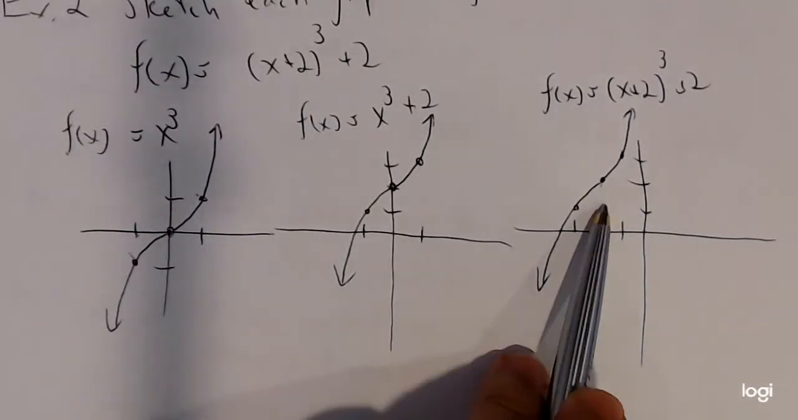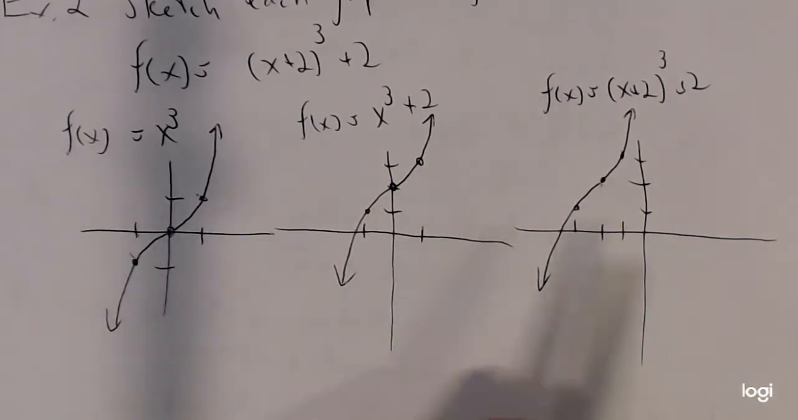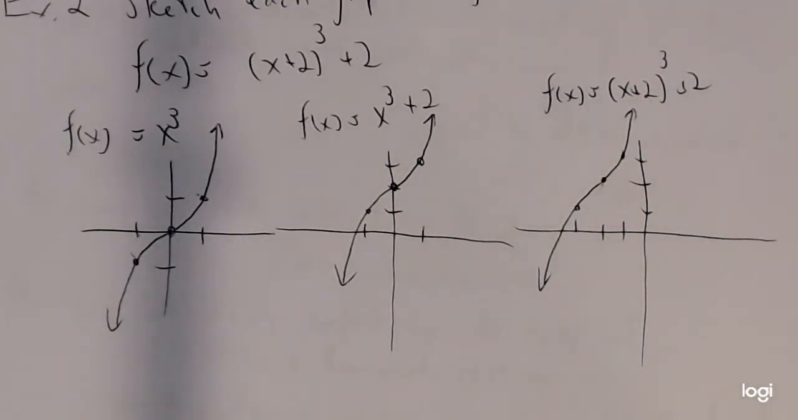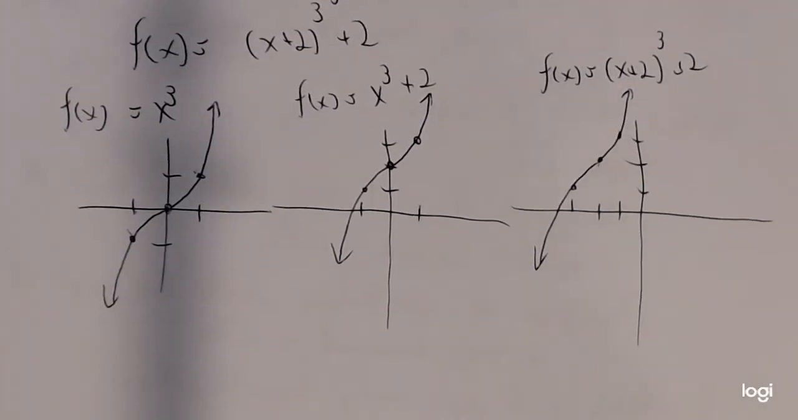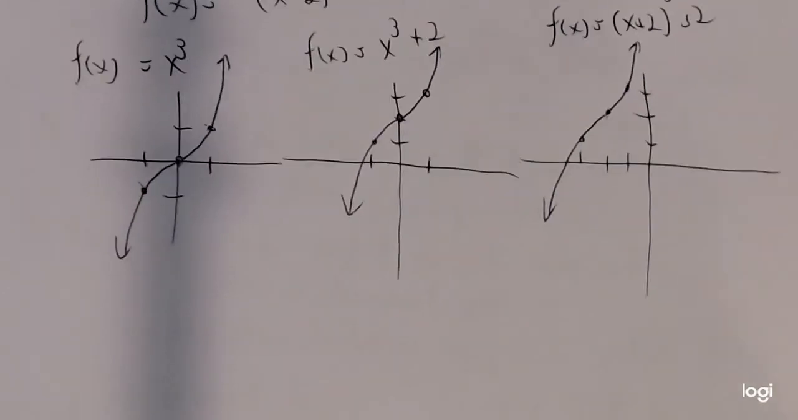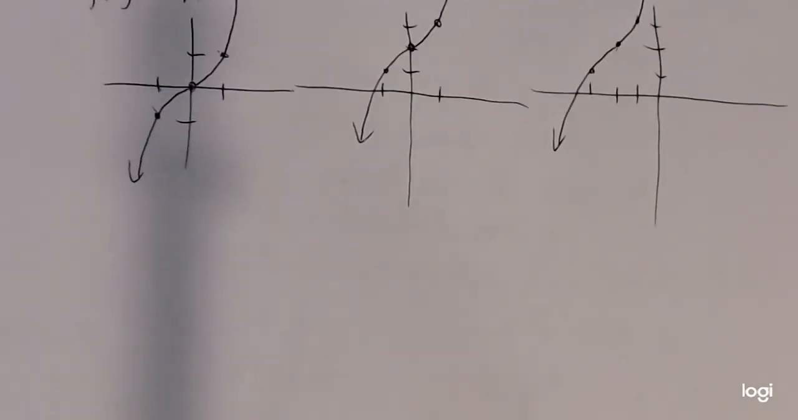So that's our completion. Now remember, you have to do this when you're asked to graph something using transformations. If you're not asked to use transformations, then you can graph it however you want. But the best way to make sure that you don't make any mistakes is by using transformations.